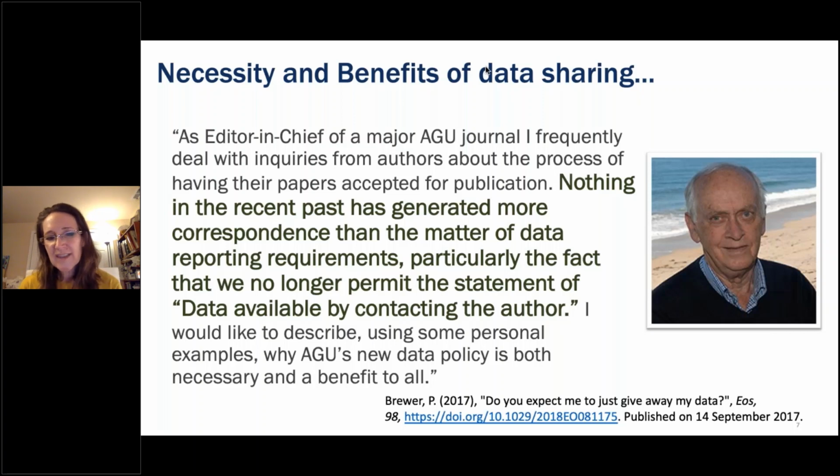So going on to the EOS article that Peter wrote, he was trying to highlight how important data sharing is, and through his experience with this particular article, he said as an editor-in-chief that the most correspondence he receives when it comes to reviewing articles has to do with the challenges around data reporting, and the fact that AGU has evolved over time to no longer allow the statement that data is available by contacting the author. That just doesn't work, and his article reflects that.